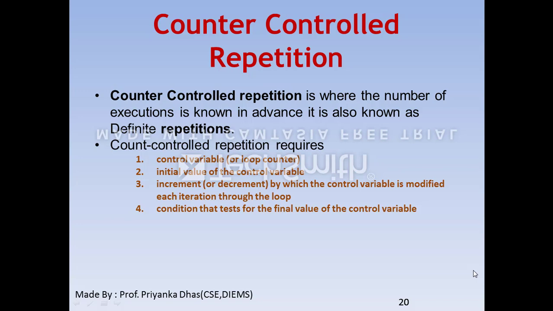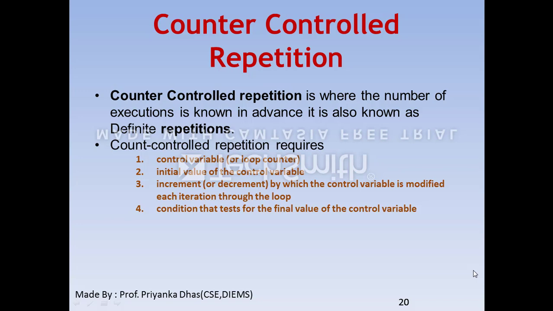It exactly means that in counter control repetition, you already know how many times you want to execute a particular line of code in advance. That is known as definite repetition. For example, if you are writing a program to print 1 to 10 numbers, we already know that we have to start the counter variable at 1 and stop it at 10. So these are definite executions, or definite repetitions.